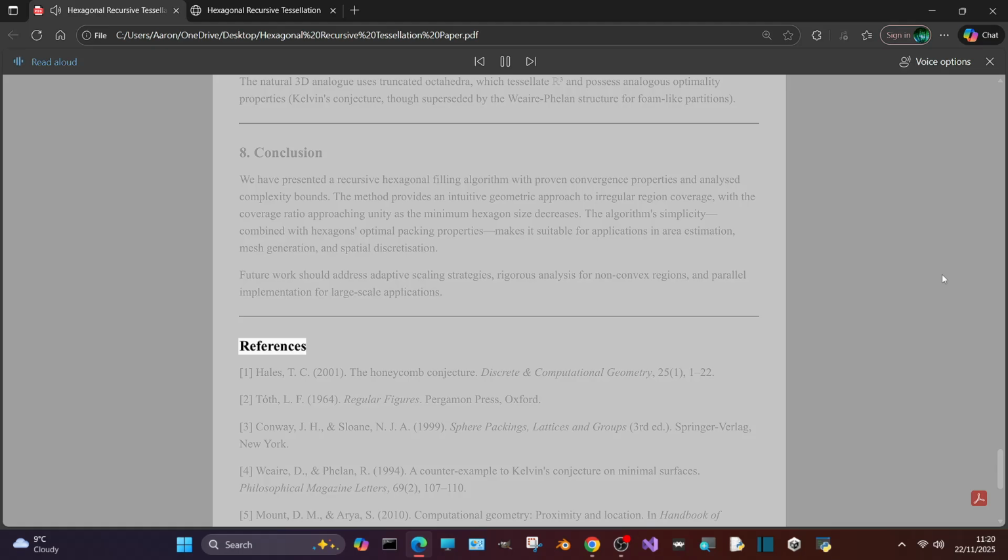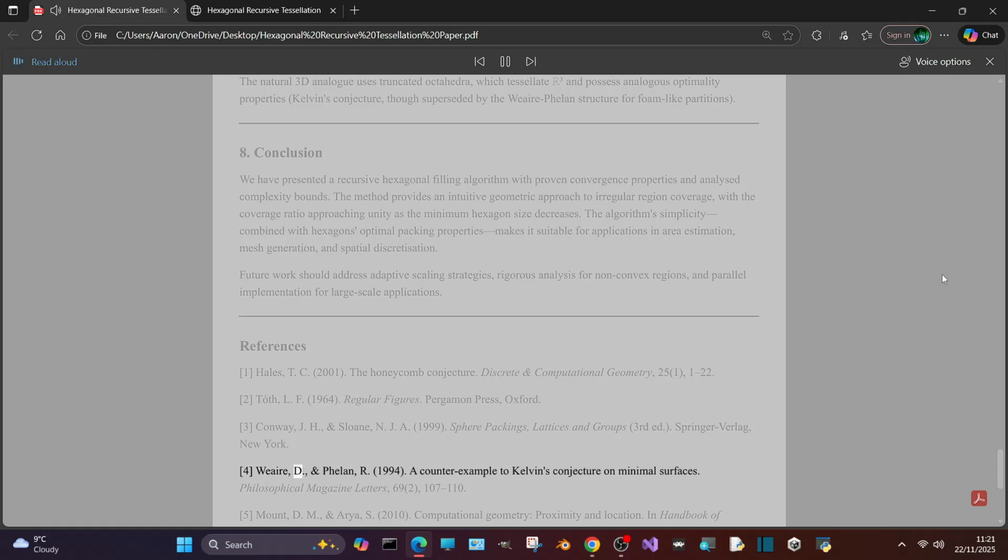References: 1. Hales, T. C. 2001. The Honeycomb Conjecture, Discrete and Computational Geometry, 25, 1-22. 2. Toth, L. F. 1964, Regular Figures. Pergamon Press, Oxford. 3. Conway, J. H. and Sloane, N. J. A. 1999, Sphere Packings, Lattices and Groups, 3rd ed. Springer Verlag, New York.